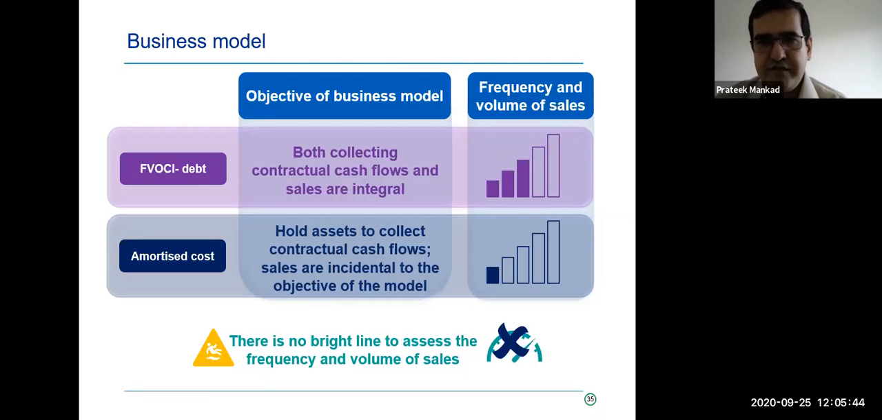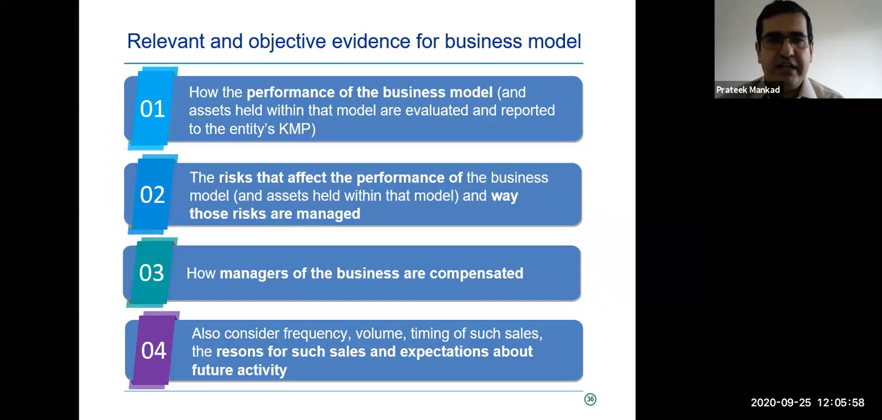This is an area of judgment, but the standard does give some instructions or some instances of how one should evaluate this. Basically, you look at how does management or KMP look at this business? What is the relevant and objective evidence of a business model? How does performance of the business model get evaluated and reported? Some of this, once again, relevant to a bank.